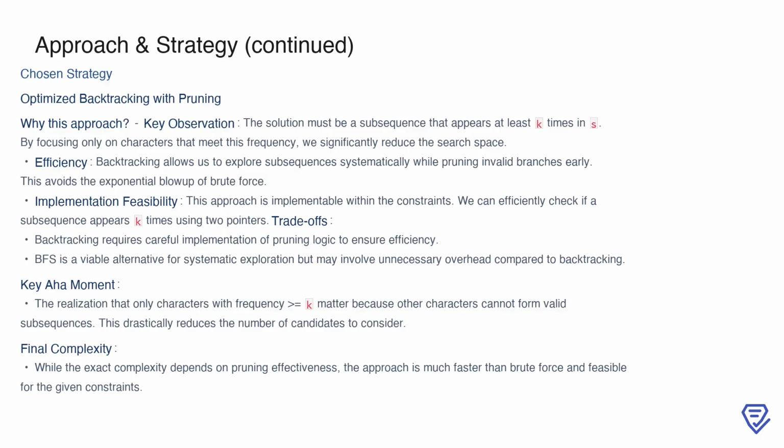This approach is also well suited to the problem constraints, as checking if a subsequence appears k times can be done efficiently using 2 pointers. While BFS offers a systematic alternative, it may introduce unnecessary overhead compared to the more targeted nature of backtracking. The aha moment here is realizing that pruning based on character frequency simplifies the problem significantly, making the solution feasible even for larger inputs. Although the exact complexity depends on how effective the pruning is, this strategy is far more efficient than brute force and well suited to the given constraints.